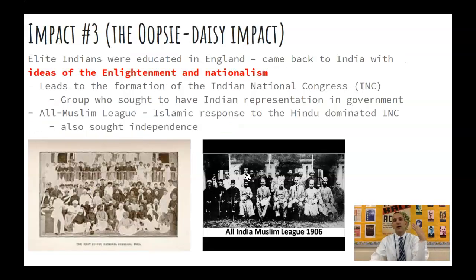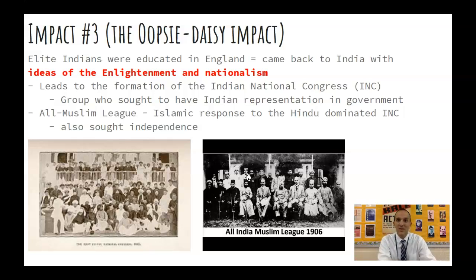Number 3 is kind of what I call the oopsie daisy impact, meaning we didn't really mean for this to happen and it's going to backfire, but we didn't see 100 years ahead of what we were doing at this time. The British are going to take the people who pass the civil service exam the best, these elite people in India who are the most educated, and they are going to send them to London to be educated at the best colleges in England.